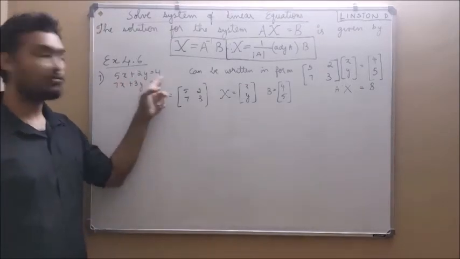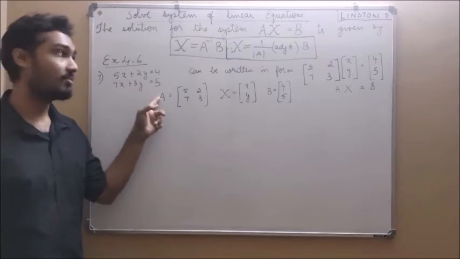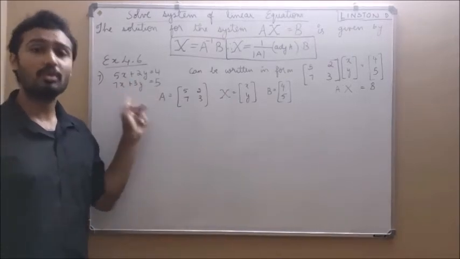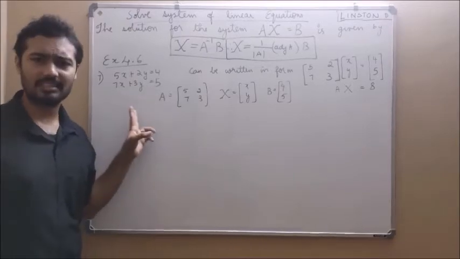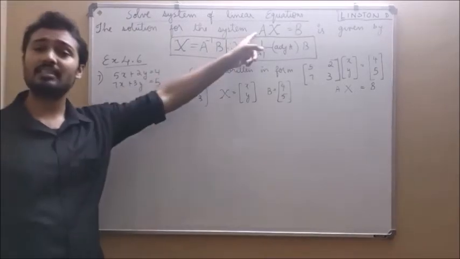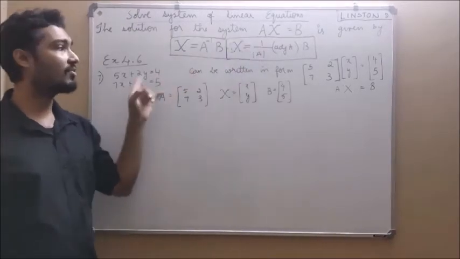5x plus 2y equal to 4, 7x plus 3y equal to 5. We have to find the solution of the system of linear equations. So first, what is the condition? Write this in the form Ax equal to b.